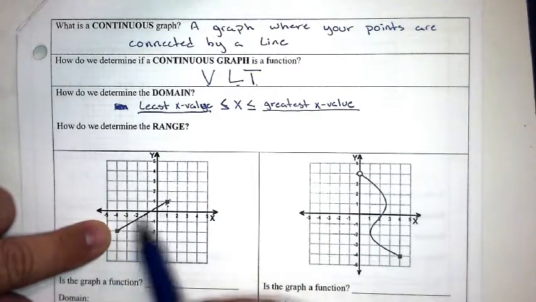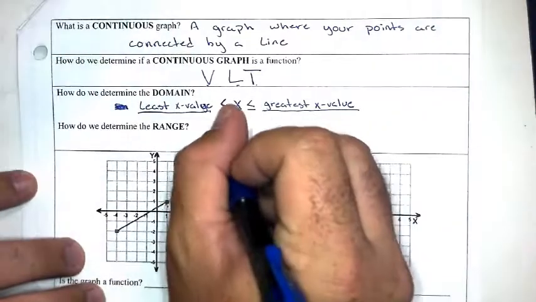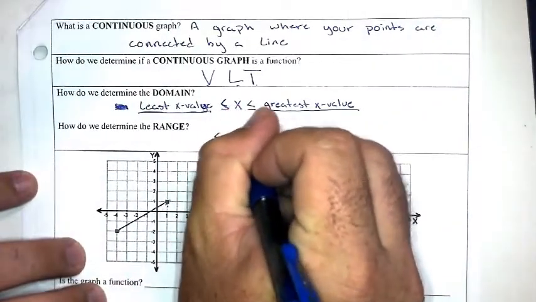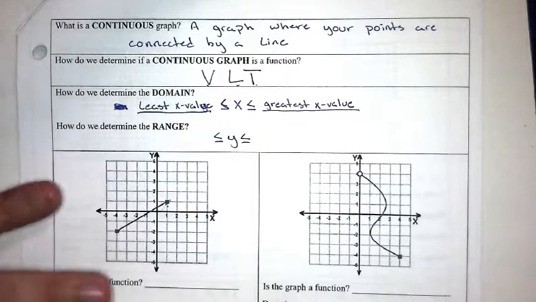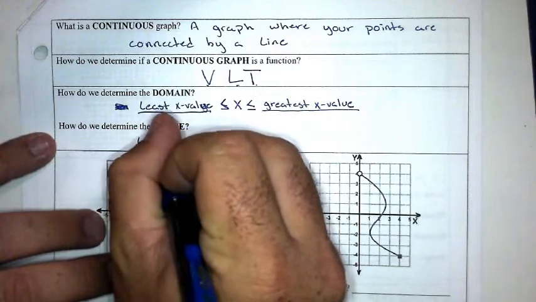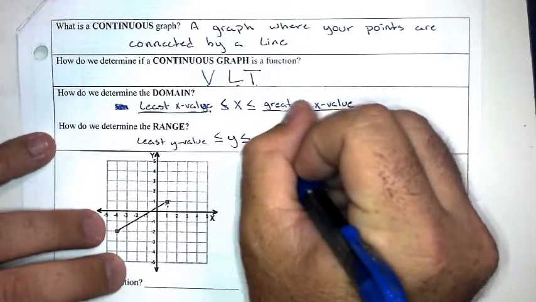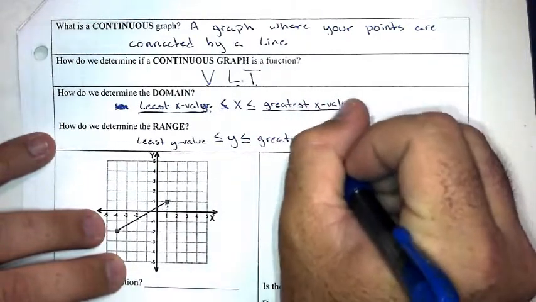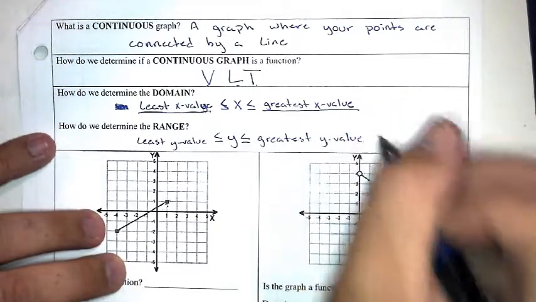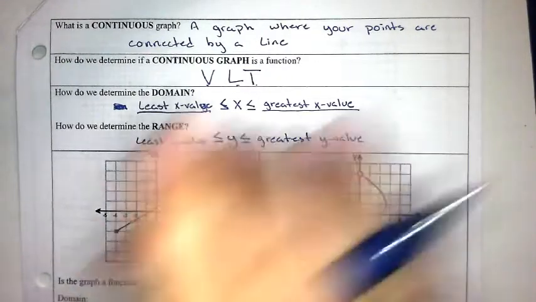Okay? The y value, the range, is the exact same thing. We have the less than, y, less than, right there. We start with that. On the left-hand side goes the least value. And on the right-hand side goes the greatest y value. Okay? It'll make more sense when we actually write it down.